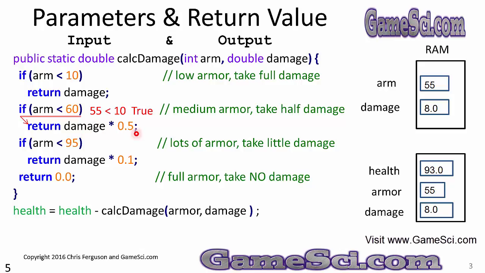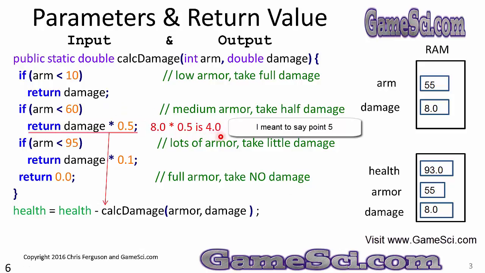If I have a medium amount of armor and I take a shot, I don't take the full damage of the shot, but I do take some damage. I'm going to take the damage input, 8, which would have happened if I had no armor whatsoever, and cut it in half. By multiplying it by .5, I'm going to cut it in half.